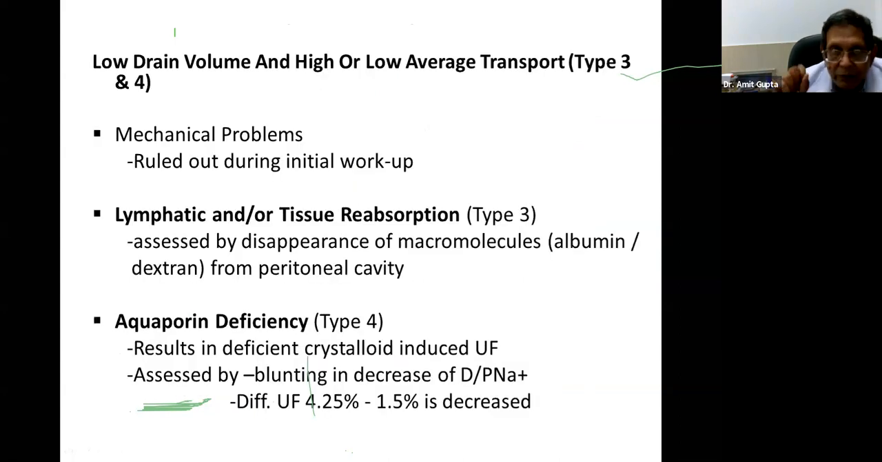Now, there are two other types of ultrafiltration failure. One is type 3 and type 4, where you have a low drain volume, and the patient may have a high or a low average transport characteristic. Now, this could either be because of a mechanical problem, which you might have ruled out in the initial workup. The type 3 ultrafiltration failure is because of increased lymphatic or tissue reabsorption. And this can be assessed by disappearance of macromolecules like albumin or dextran from the peritoneal cavity. We'll talk about it later. And type 4 ultrafiltration failure is because of aquaporin deficiency. And this is assessed by the blunting of the dip in sodium, or sodium sieving, that we had talked about earlier.